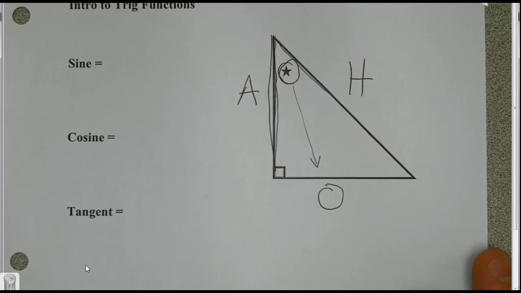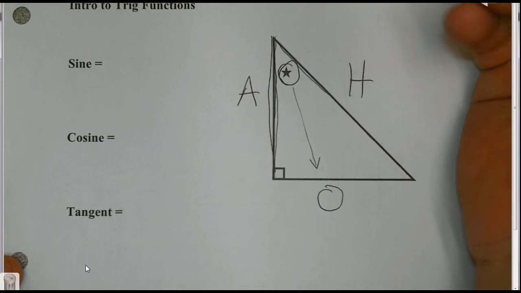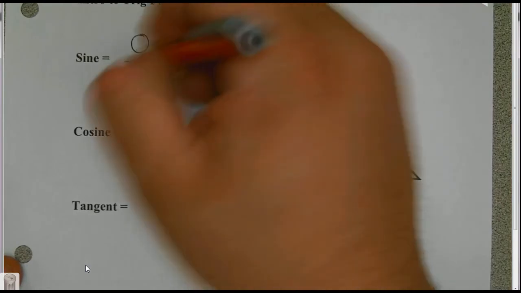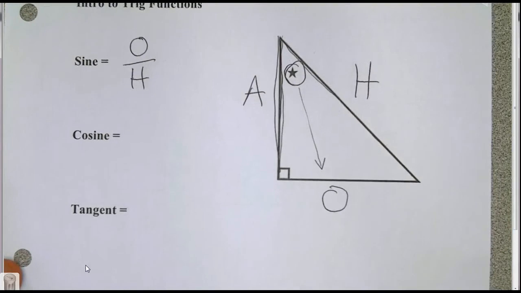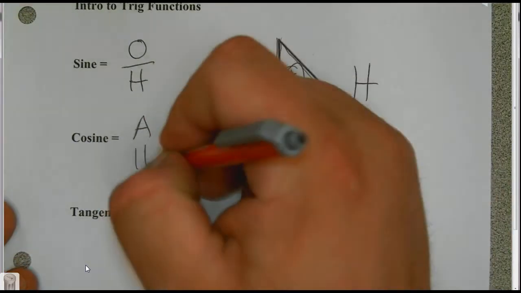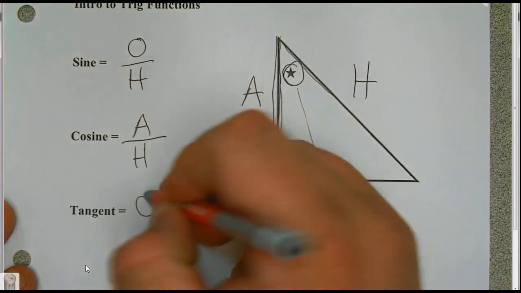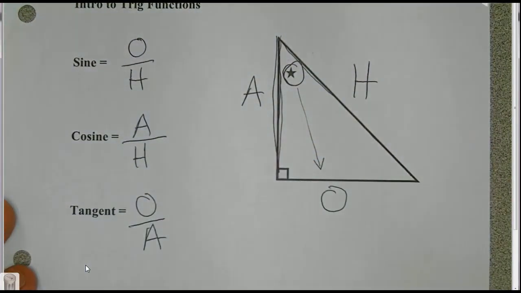So the reason why we do this is because the first thing we have to decide is whether to use sine, cosine, or tangent. And that's built on the idea of what is sine, cosine, and tangent. So sine is where we take the opposite and divide it by the hypotenuse. Cosine is where we take the adjacent and divide it by the hypotenuse. And tangent is where we take the opposite and divide it by the adjacent.